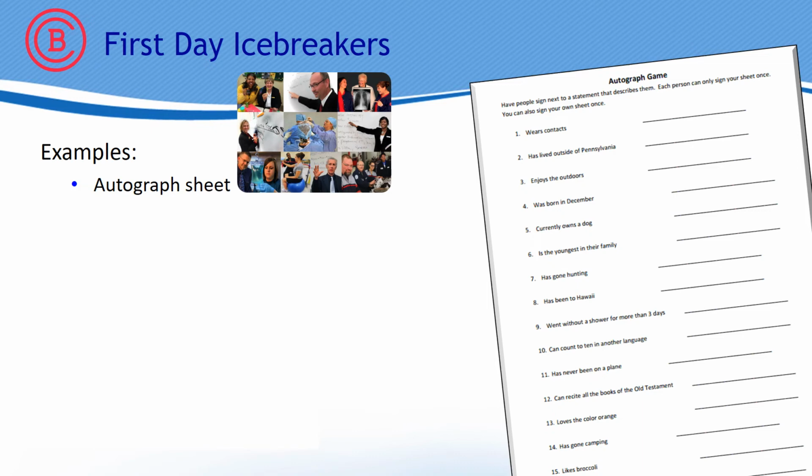An autograph sheet with items that might apply to many individuals, such as wears contacts, born in February, middle child, loves the color blue, has brown eyes, has a dog, etc. Have your students circulate around the room, yourself as well, to find someone who meets each category. The first one with all items signed is the winner.